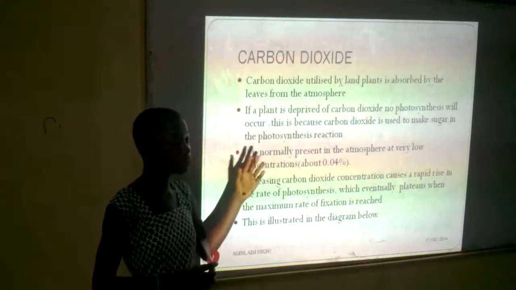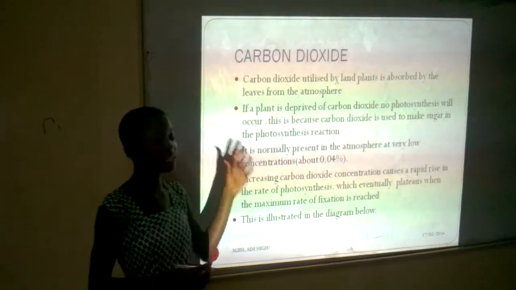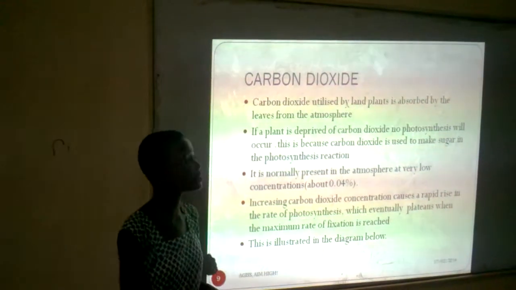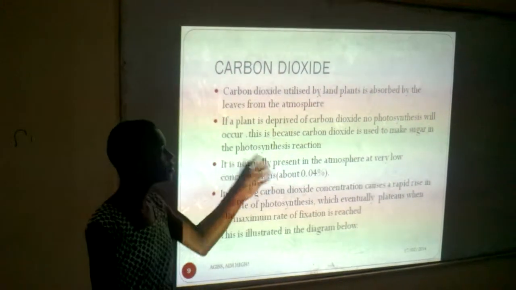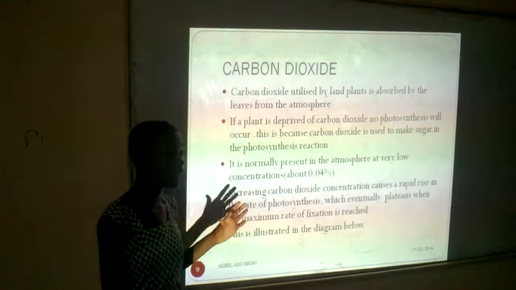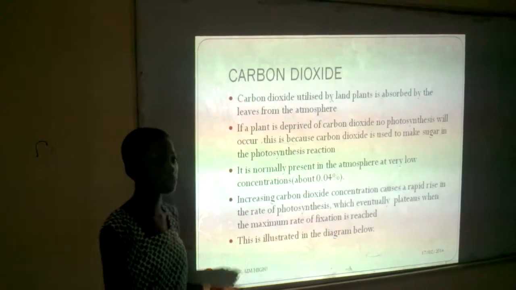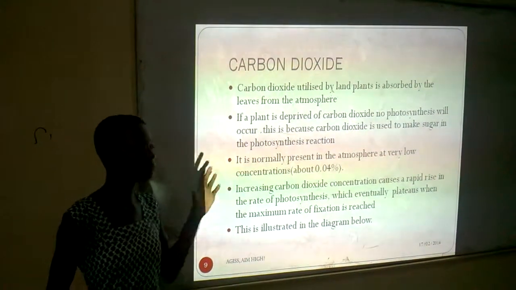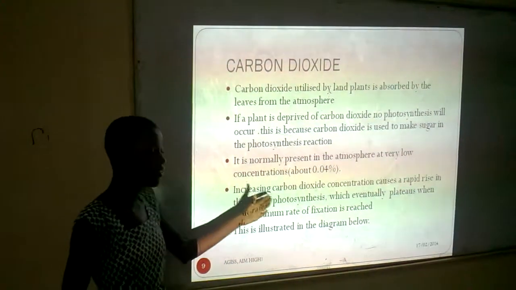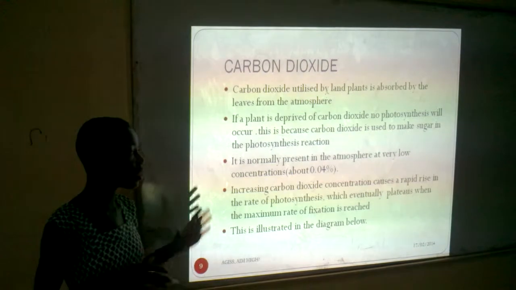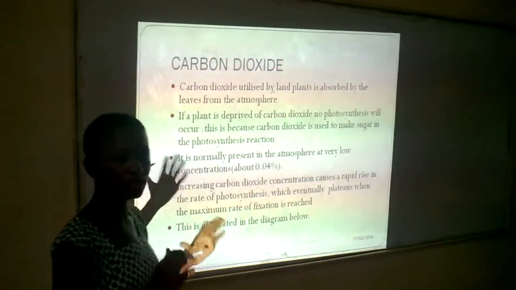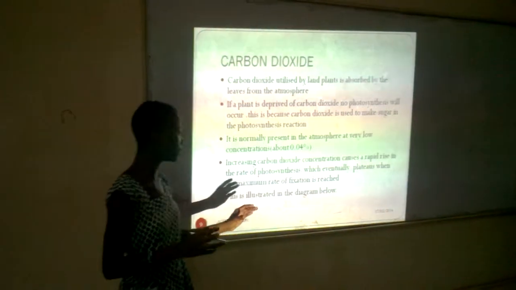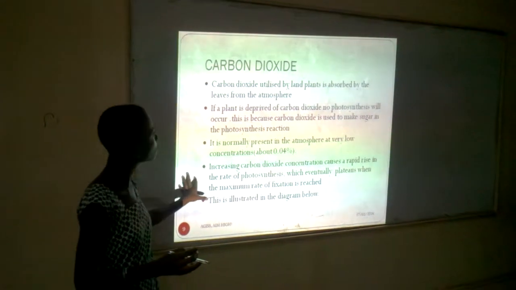Carbon dioxide, utilized by a land plant, is absorbed by the leaves from the atmosphere. If a plant is deprived of carbon dioxide, no photosynthesis will occur. This is because carbon dioxide is used to make sugar, specifically starch, in the photosynthesis reaction. It is normally present in the atmosphere at very low concentration, that is about 0.04%. Increasing carbon dioxide concentration causes a rapid rise in the rate of photosynthesis, which eventually plateaus when the maximum rate of fixation is reached. This is illustrated in the diagram below.